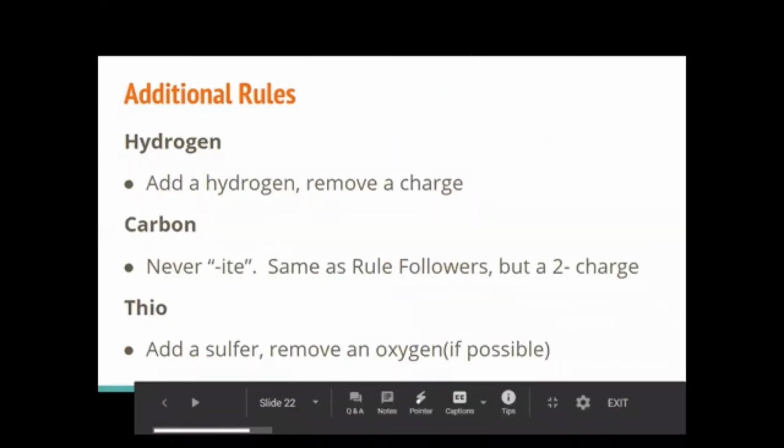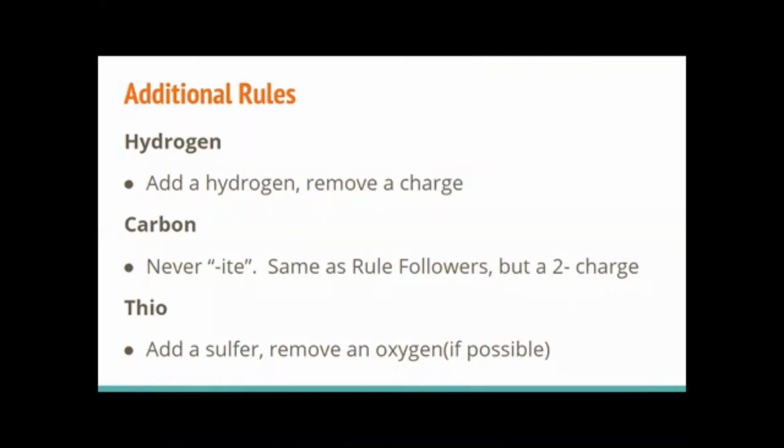Okay, some additional rules. For hydrogen, for each hydrogen you add, you remove a charge. So if you're adding 1 hydrogen, you remove 1 charge. If you're adding 2 hydrogens, you remove 2 charges. Everything else stays the same. For carbon, it's never an ite, it's always an ate. It's the same as rule followers, except it has a 2 negative charge. And for thio, when you see the word thio, like thiocyanate or thiosulfate, you add a sulfur but remove an oxygen if possible. For acetate, citrate, ammonium, and peroxide, you just have to memorize them.